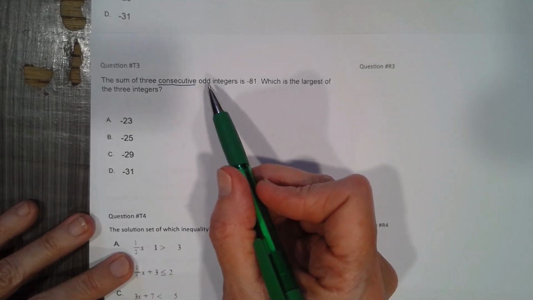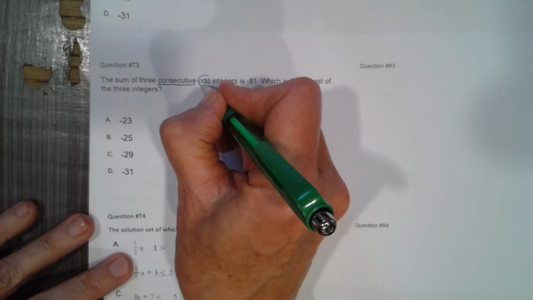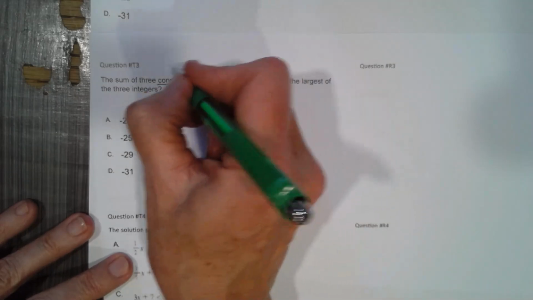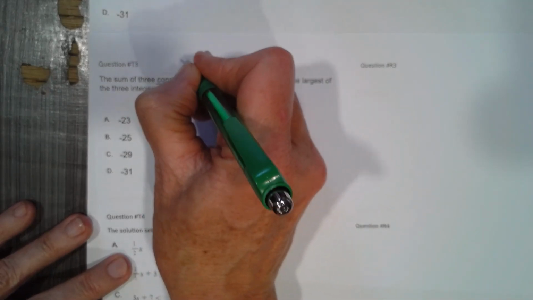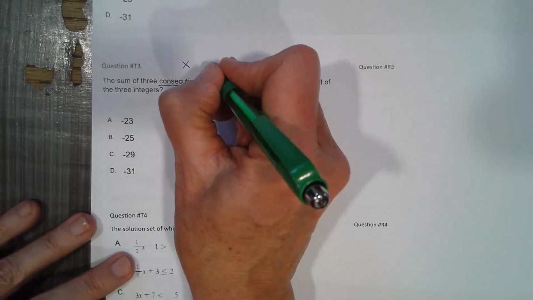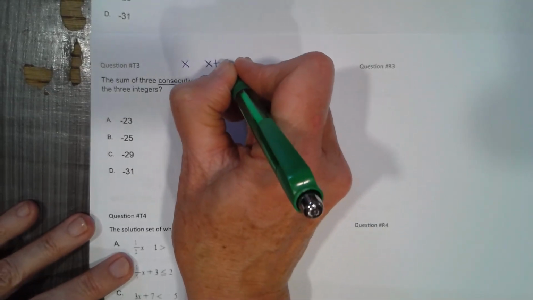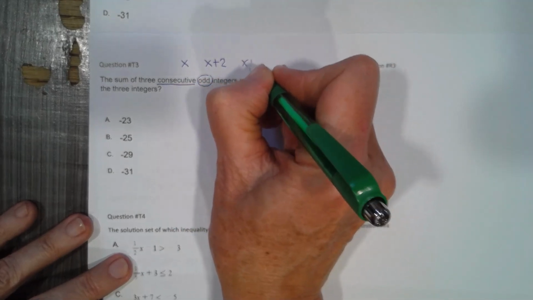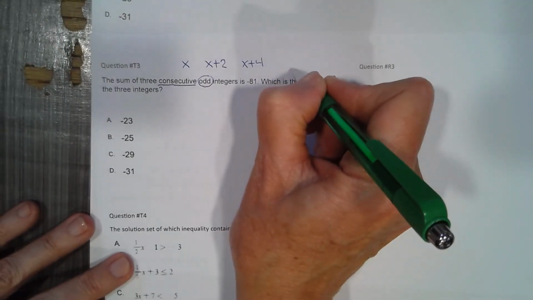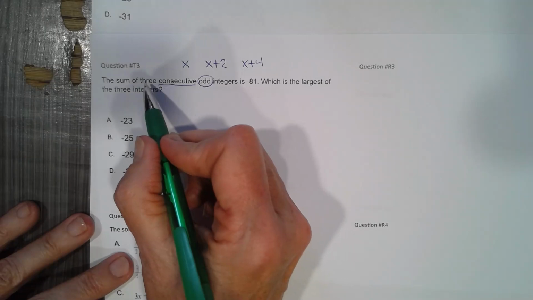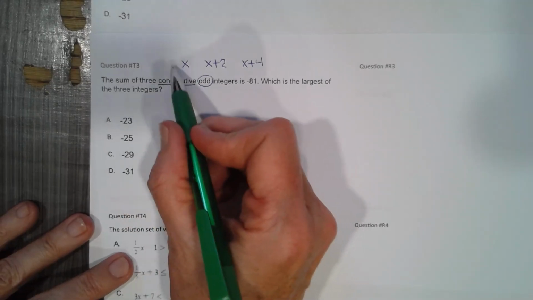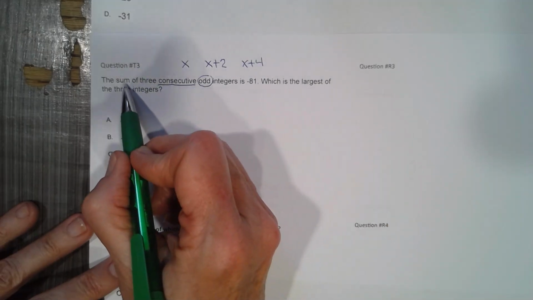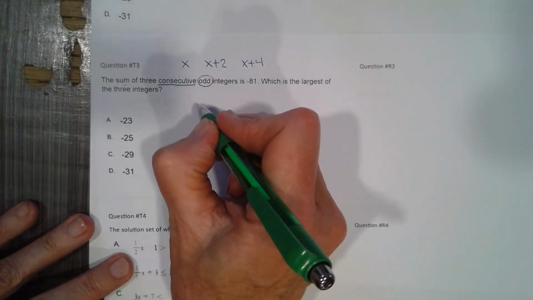Remember that when we have odd or even, they actually go up by 2s. So the pattern would be the first integer would be an x, the second integer would be an x plus 2. The third integer would be an x plus 4, and so on. Okay? So I need 3. This would be my first one, this would be my second one, and this would be my third one.